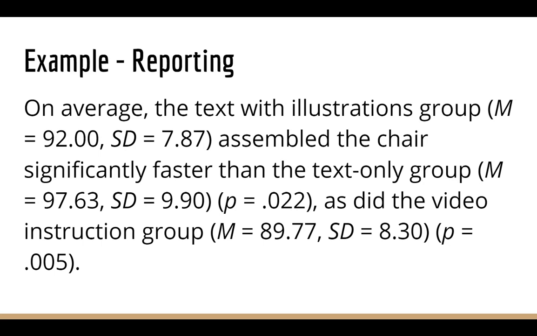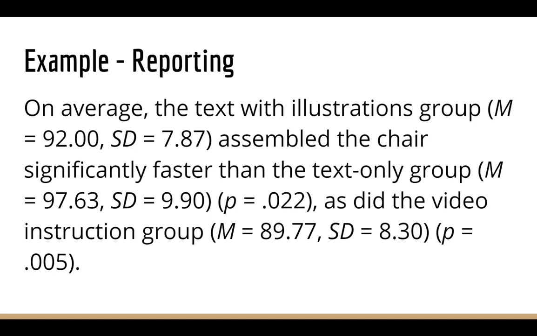And then our sentence continues. It says, as did the video instruction group. If you read this without the numbers, it's like saying the video instruction group assembled the chair faster than the text only group. So we give the mean of the video instruction group and the standard deviation, and then we give the P that was comparing the video instruction group to the text only group, and that was 0.005. So you really need to make sure that you're reporting the correct P for the correct comparison, and those are from the post hoc tables.